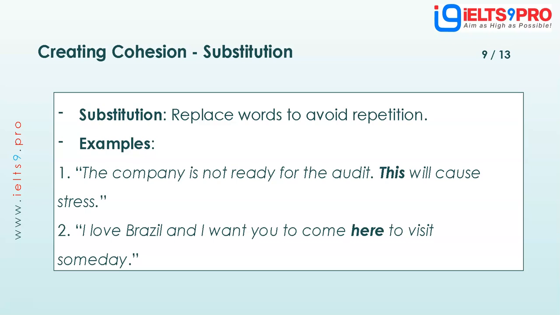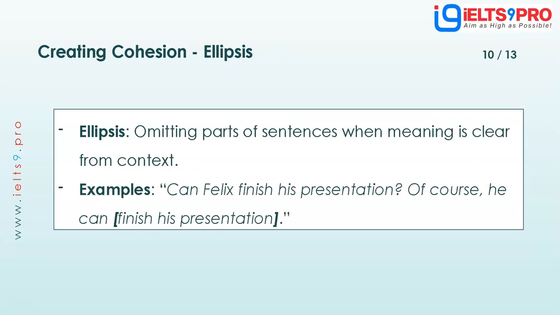So you can use demonstrative pronouns such as this, here. I love Brazil, I want you to come here. The company is not ready for the audit. The audit will cause stress, etc. So you can use those. They work perfectly well.